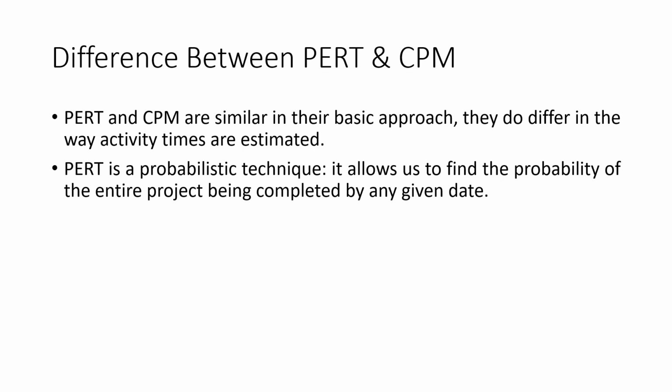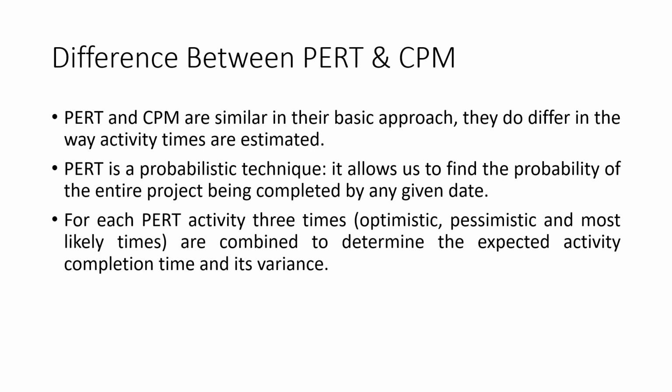PERT is a probabilistic technique and allows us to find the probability of the entire project being completed by any given date. For each PERT activity, 3 times are calculated. The 3 times are optimistic, pessimistic, and most likely times. These are combined to determine the expected activity completion time and its variance.